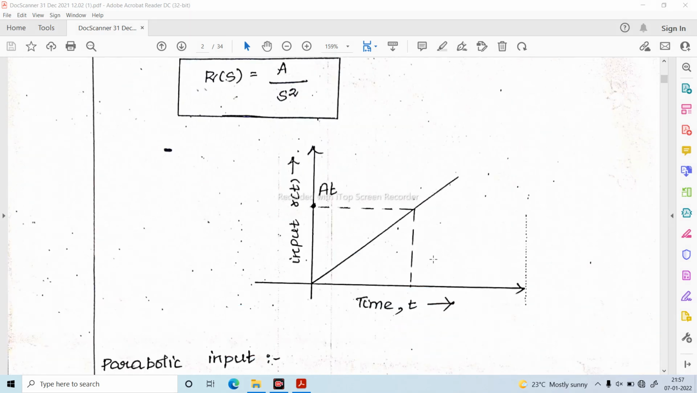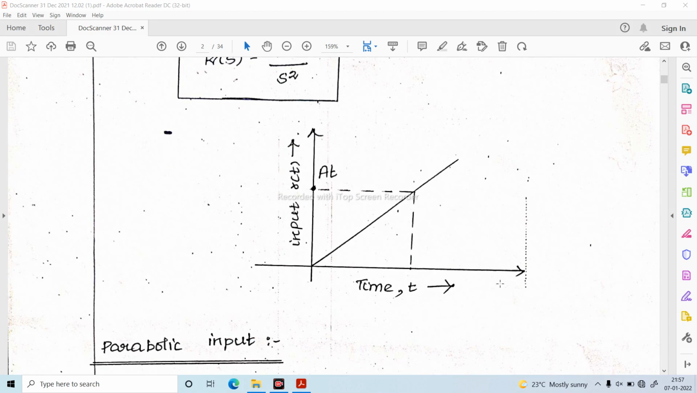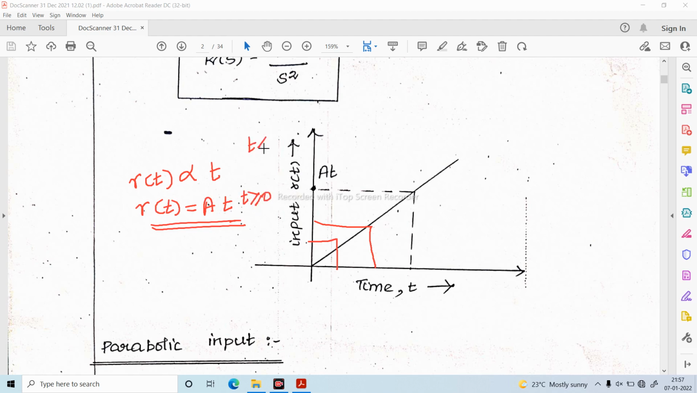Next we are going to see the graphical representation. See, R of t and t are both directly proportional. So how do we write the input R of t that is directly proportional to t? Whenever t is increased, R of t is also increased in a linear manner. So R of t is directly proportional to t. We have to add the constant of proportionality here, that is equal to a into t. So this is the equation for the ramp signal. That is for t greater than or equal to 0. But what about t less than 0? The value is equal to 0.